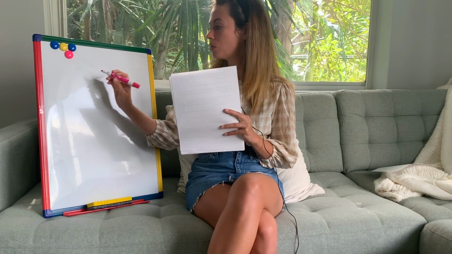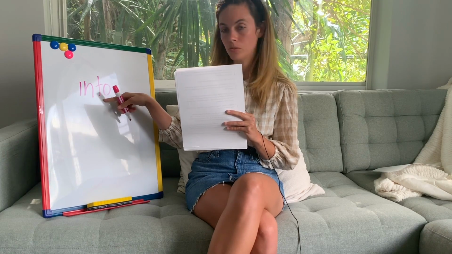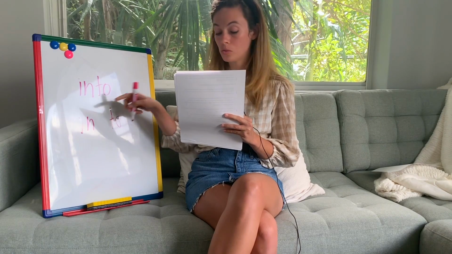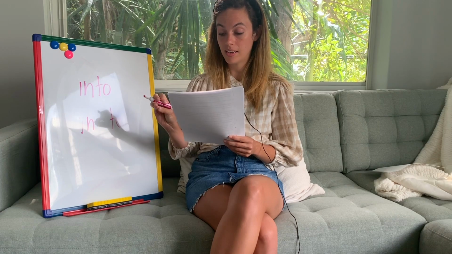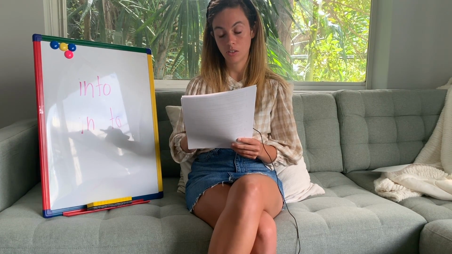Okay, next one is into, where into is one word, and then in to, where it's two separate words. So into is a preposition that indicates movement towards something. So he led her into the kitchen. In to is part of a phrasal verb. So she was always tuned in to the latest news.